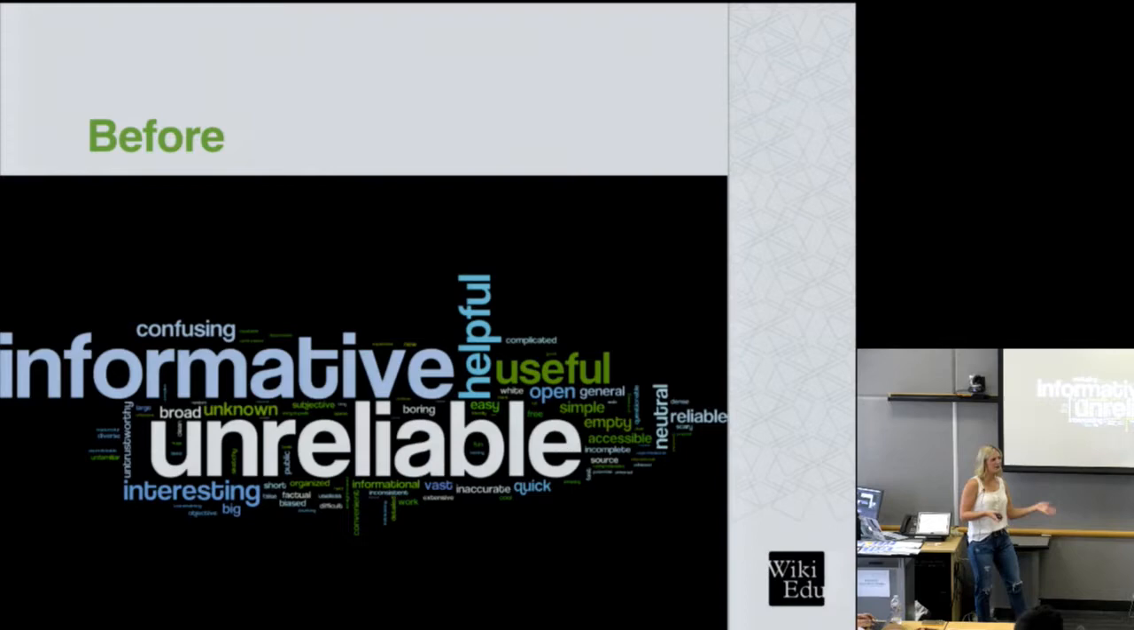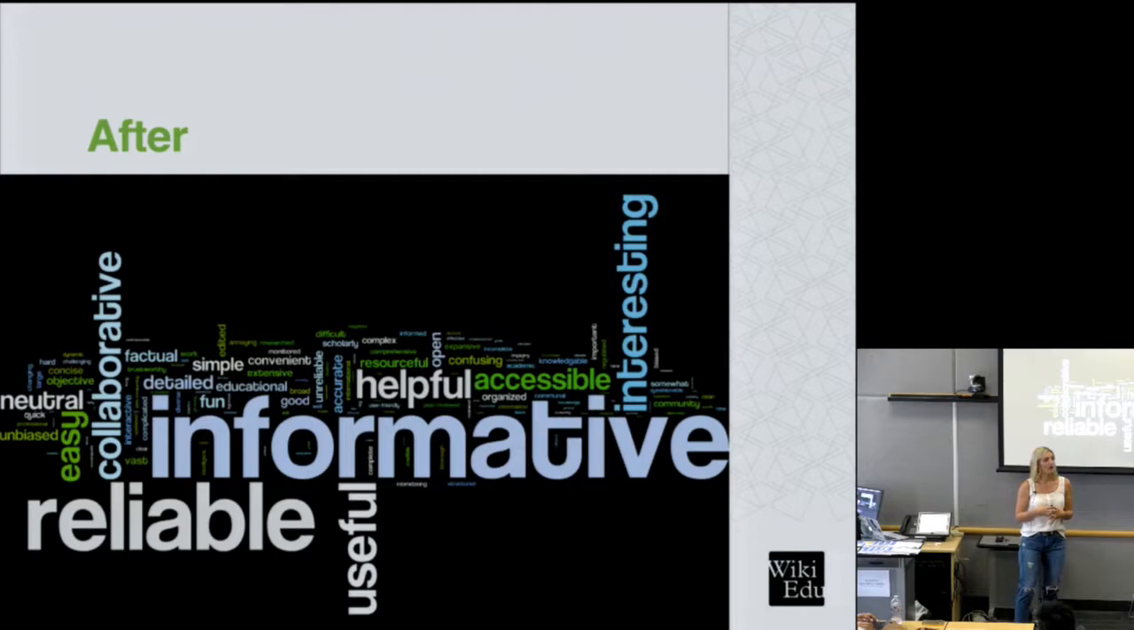And then at the end of the assignment, this is, I think, really fun because this is what it became: they decided that Wikipedia was reliable, that it was a collaborative space, that it was useful, helpful, accessible, and that it was simple and informative. And I think that this also helps illustrate the student experience and the way that they engage in these projects.